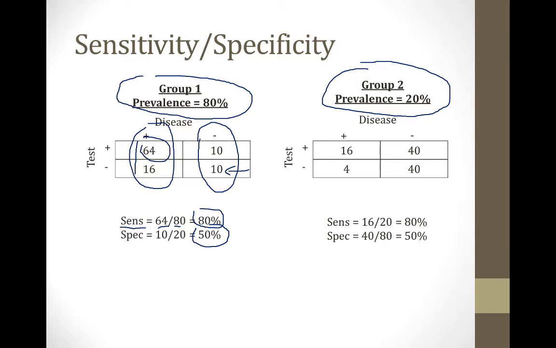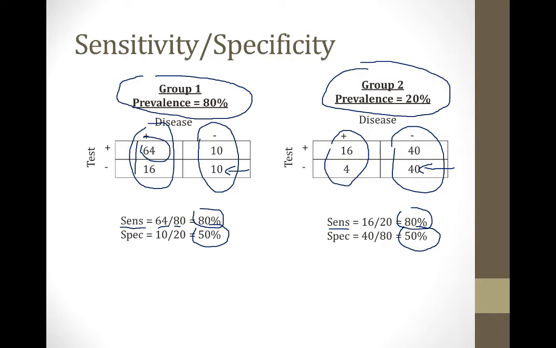Now for group 2, we do the same calculation. The sensitivity, we focus on this column here. It's going to be 16 over 20 or 80%. The specificity is this column here. It's going to be the true negatives of 40 over the sum, which is 80. So it's 40 over 80, and that's 50%.